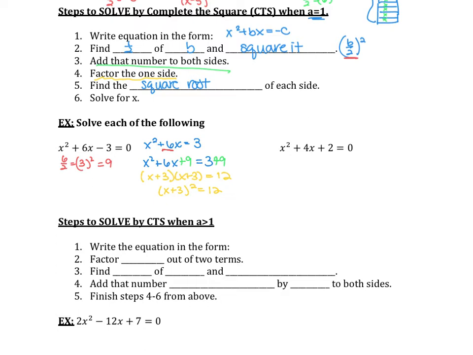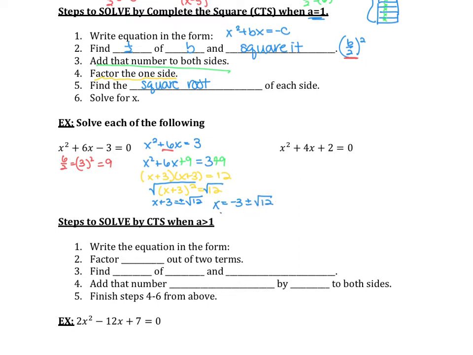Then I'm going to find the square root of each side. Well, I know taking the square root undoes the squared. So we get x plus 3 equals plus or minus the square root of 12. To finish this, I'm going to simplify and get x by itself. So I'm going to subtract 3 from both sides to get x equals negative 3 plus or minus the square root of 12.